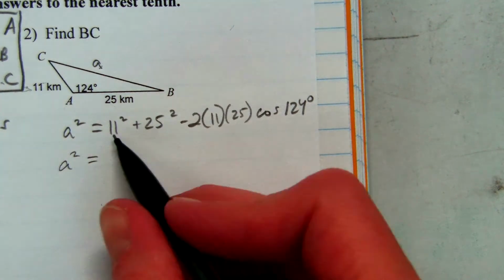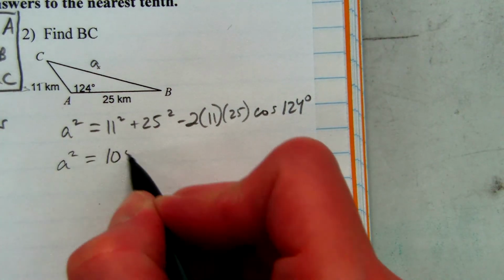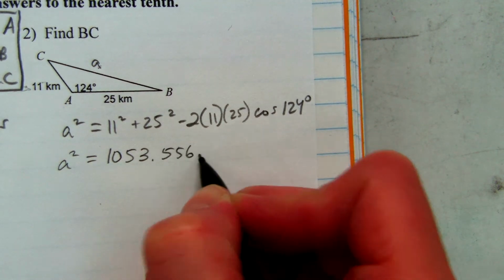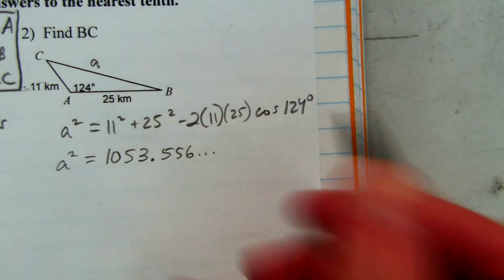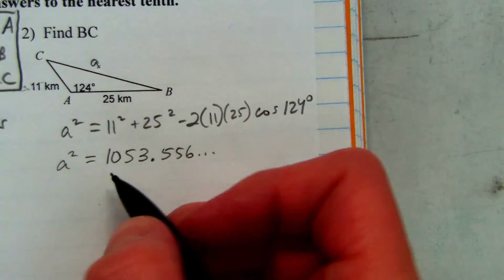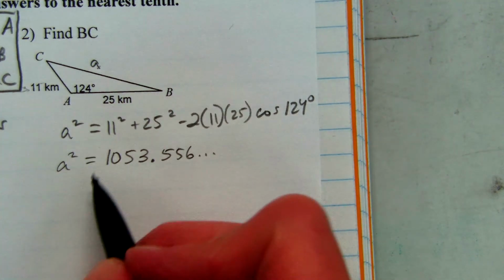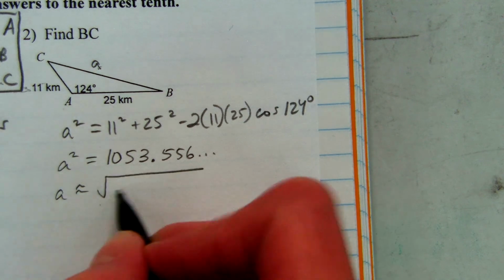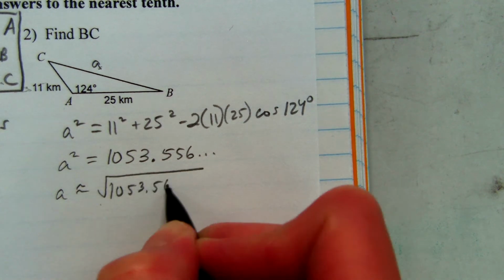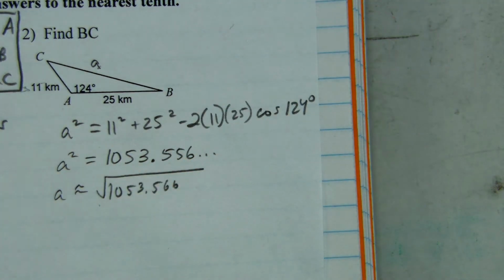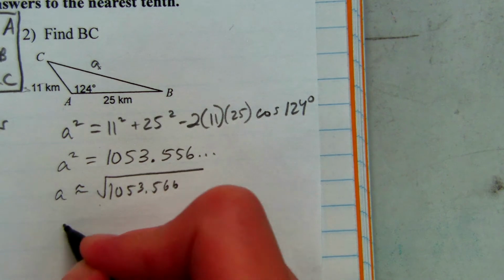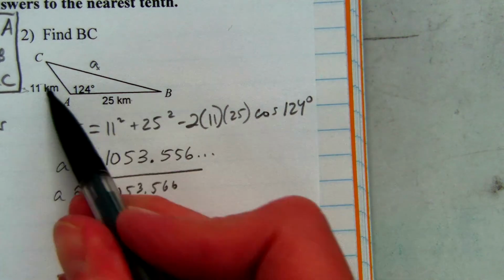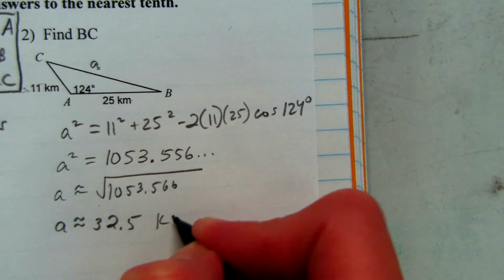If you do all of this math, you end up with 1053.556, and a few more decimals. And so for the answer, we're just going to square root both sides. So a would be the square root of this number on your calculator, and if we round to the nearest tenth, it comes out approximately 32.5. Since these are all measured in kilometers, that would be kilometers.